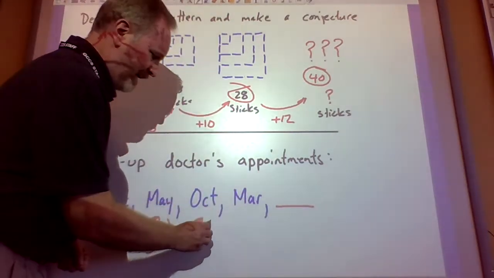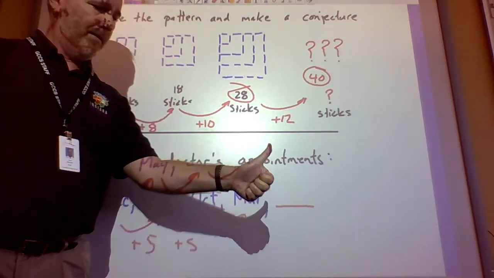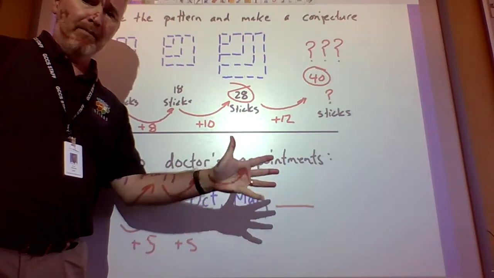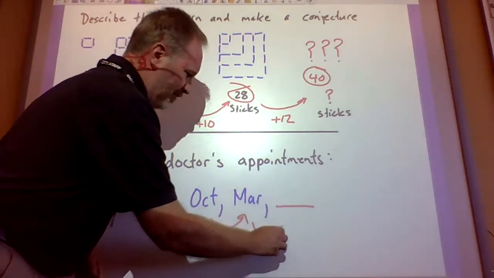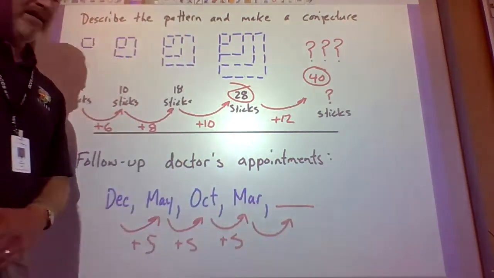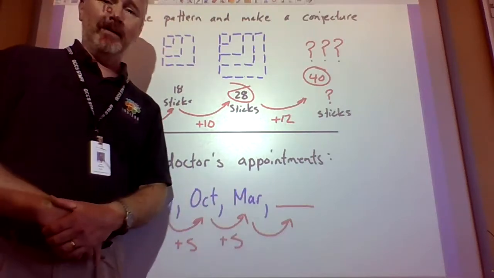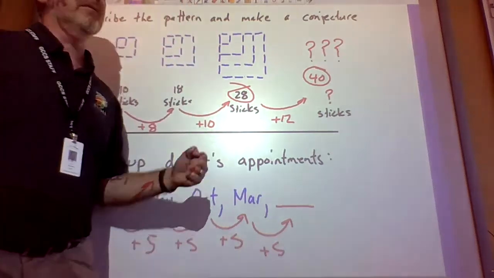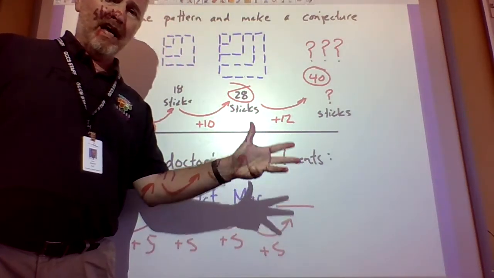We'll double-check it by going from October to March. So October, November, December, January, February, March. Bam, it's holding up. So hopefully everybody at home made the correct prediction or conjecture of what the last appointment month would be. And it would be, if we add 5 months to March, let's see, March, April, May, June, July, August.